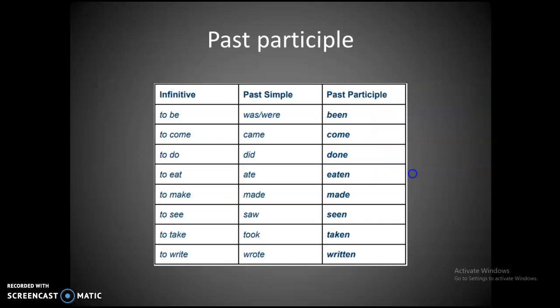What is the past participle? We have here some examples. The first column is infinitive. The next is past simple. And then we have past participle. They are the same verbs, but we have been, come, done, eaten, made, seen, taken, written. These verbs are in past participle.